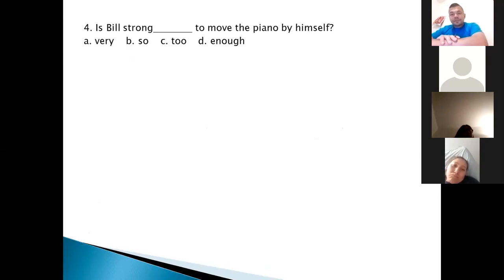All right, you ready? Bill is strong. He can move the piano by himself. Very strong. Bill is strong enough to move the piano by himself. We use "enough" because it's followed by an infinitive. We don't use "too" because "too" means there's a problem, right? "Enough" means there's no problem. Is he strong enough to do it by himself?